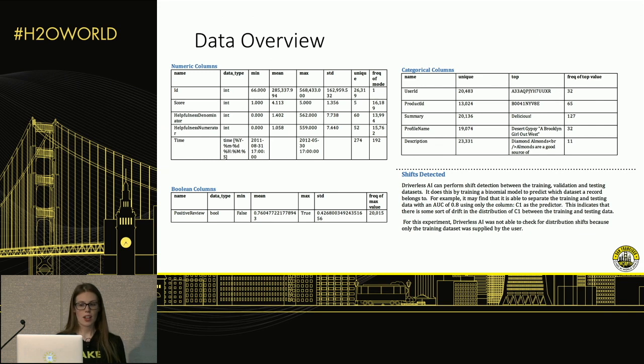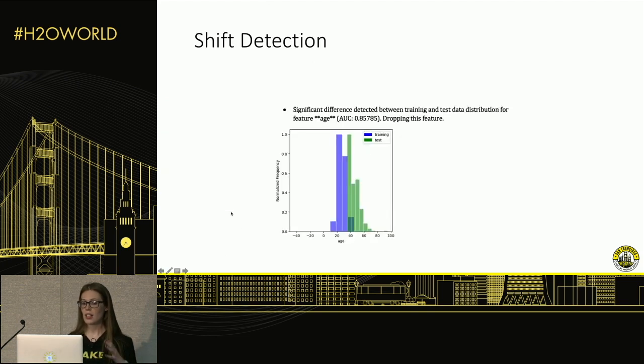The other thing it's going to tell you about is something called shift detection. So Driverless AI by default is going to check for any shifts in the training, validation, or testing data. So if you provide any data set other than training data, it's going to check if there's some shift in the distribution. I'm not sure if anyone's familiar with this. This is actually happening very quickly in Driverless AI. And let's take a look.